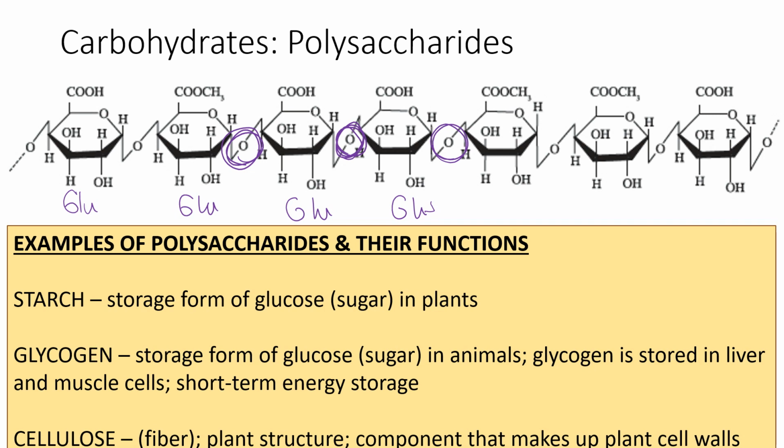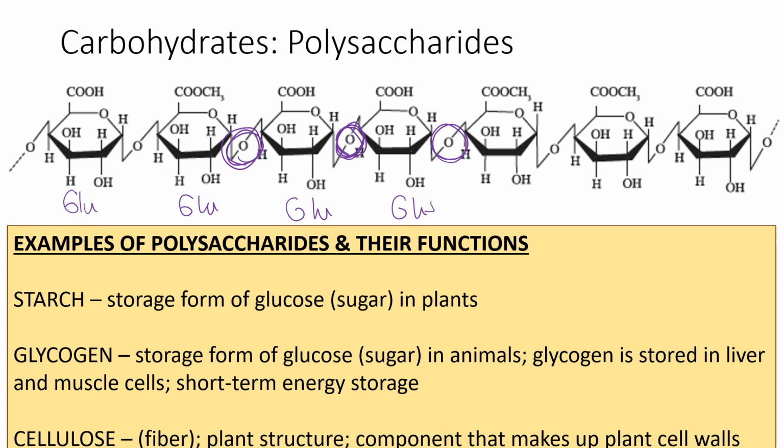Glycogen is how animals, such as you, store sugar. So plants store sugar in the form of starch, which you guys know what that tastes like. That's easily broken down. Animals store sugar in the form of what's called glycogen.